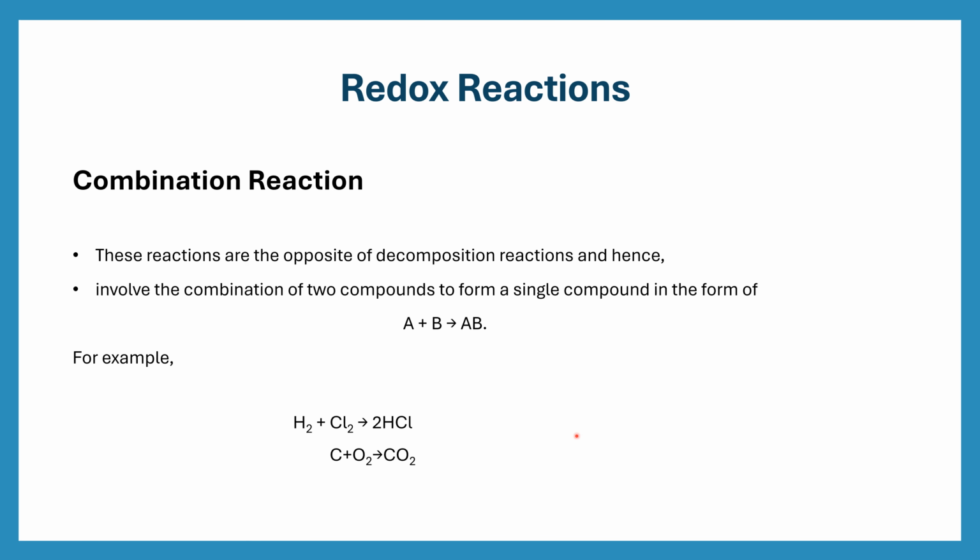Now, what makes this a redox reaction? Even though it looks like a simple combination, there is actually electron transfer happening. One element gets oxidized by losing electrons, for example hydrogen, and the other gets reduced by gaining electrons, for example chlorine. So both of these are combination reactions, and they are a type of redox reaction. Combination reactions are not just basic, they are also classic examples of redox reactions in action.